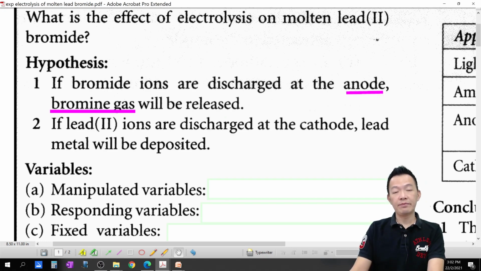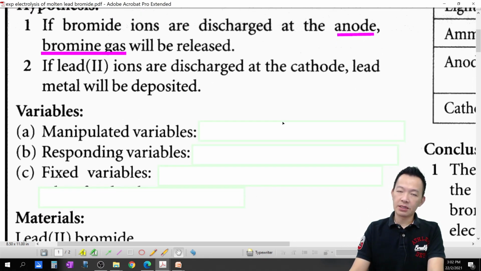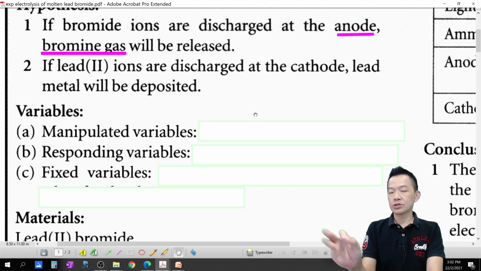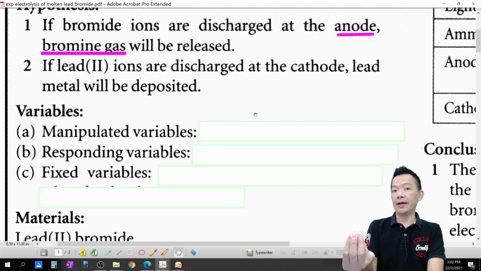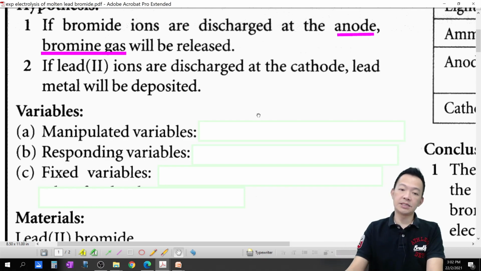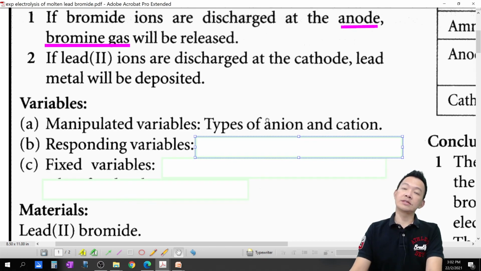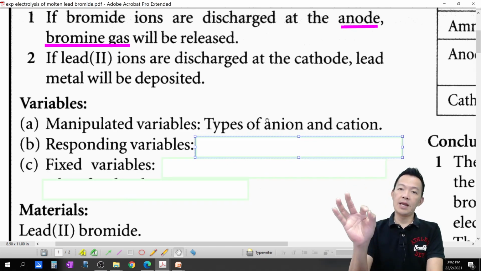Lead 呢就粘在表面上。Next, manipulated variable 操纵性变数。So today, what is manipulated variable? I prepare lead bromides. So I prepare different anion, different cation. 我准备加跟减的离子不一样咯。Okay, 得到 anion and cations, meaning 就是 lead 跟 bromide 两种了。Responding variable, I want to know what? 我要知道什么东西呢？Product at the electrode.